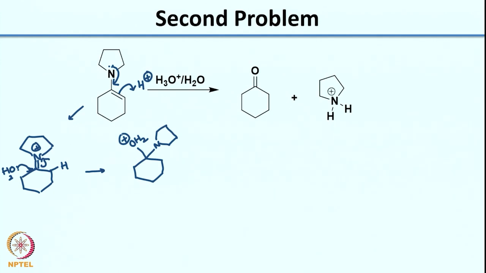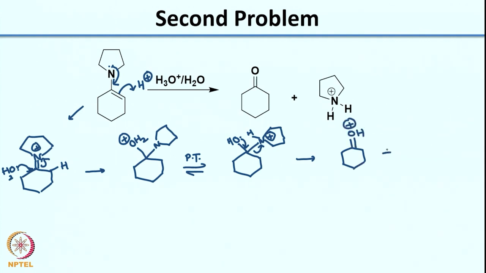Now once you generate this intermediate, as I told you in the previous aldol mechanism, you can do a proton transfer. So what you would end up getting would be... always remember to put the charges properly. Now again, once you do the proton transfer, these lone pair of electrons can come in, and what you end up generating would be... now again, once I have this species, I can do a proton transfer to give you the products.